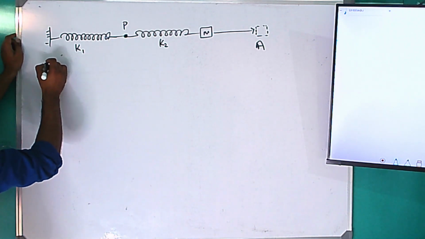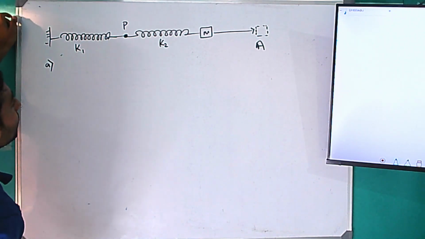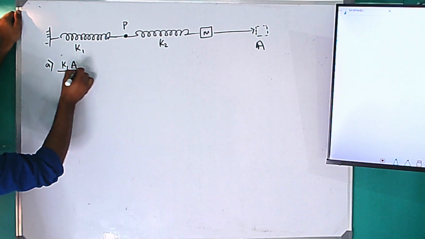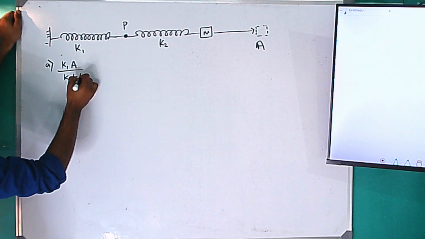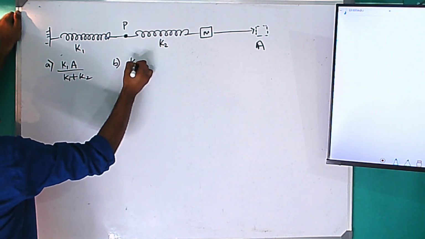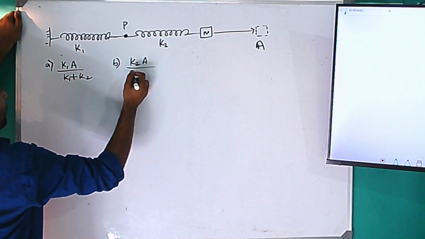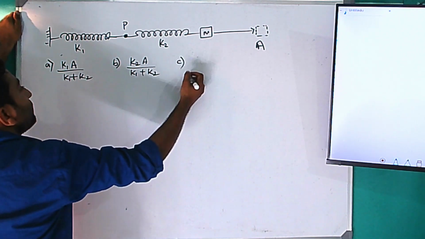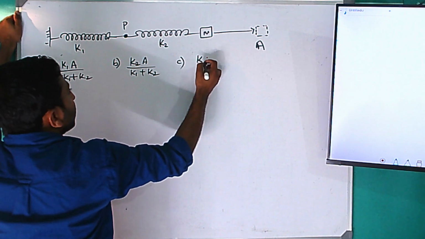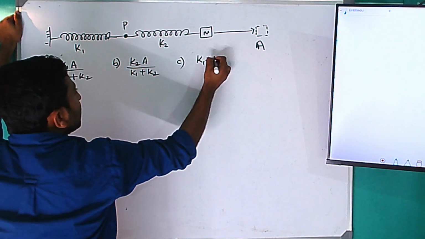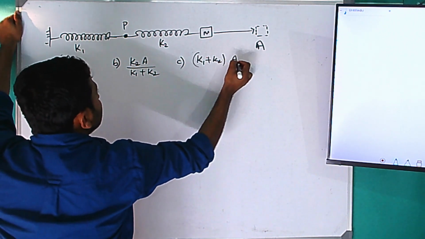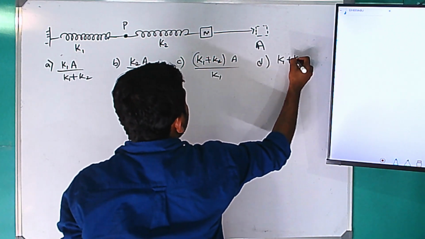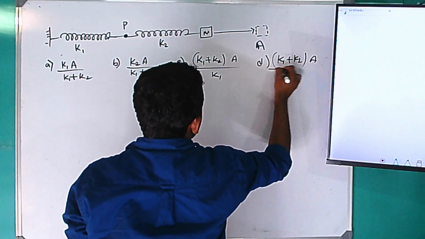So I am going to give the options. Option A, K1 A divided by K1 plus K2. Option B, K2 A divided by K1 plus K2. Option C, K1 plus K2 into A divided by K1. Option D, K1 plus K2 into A divided by K2.